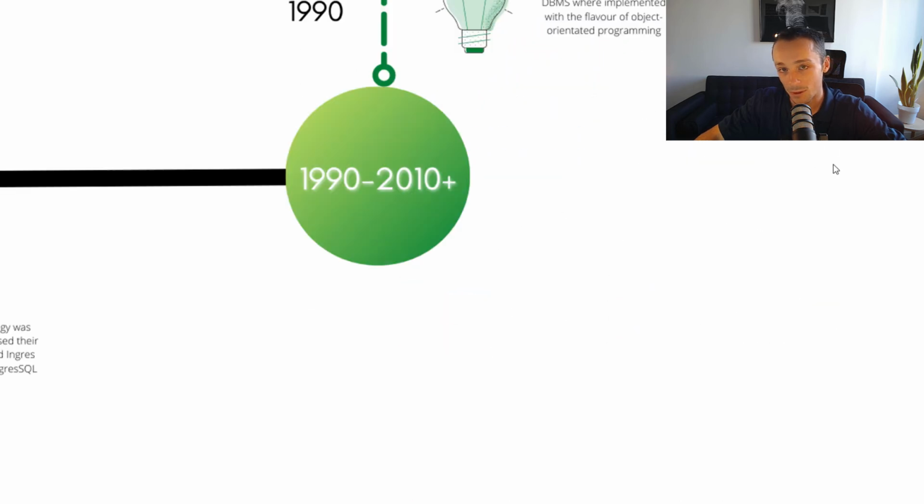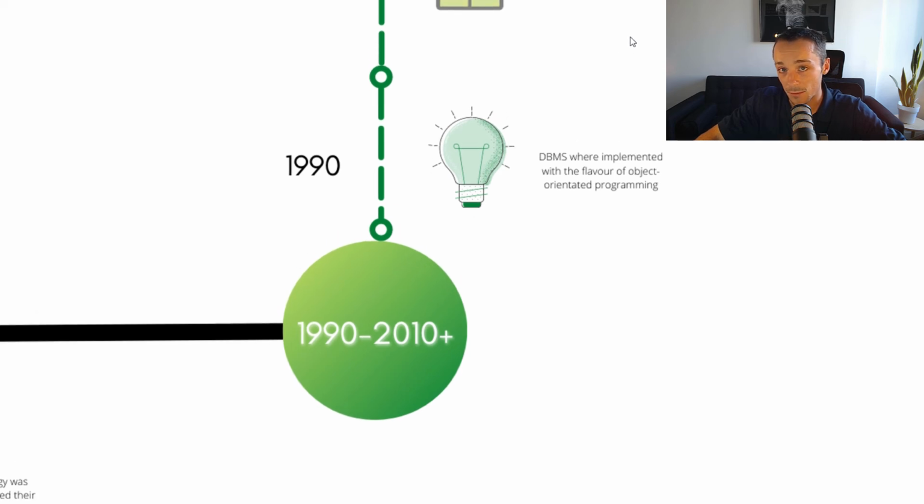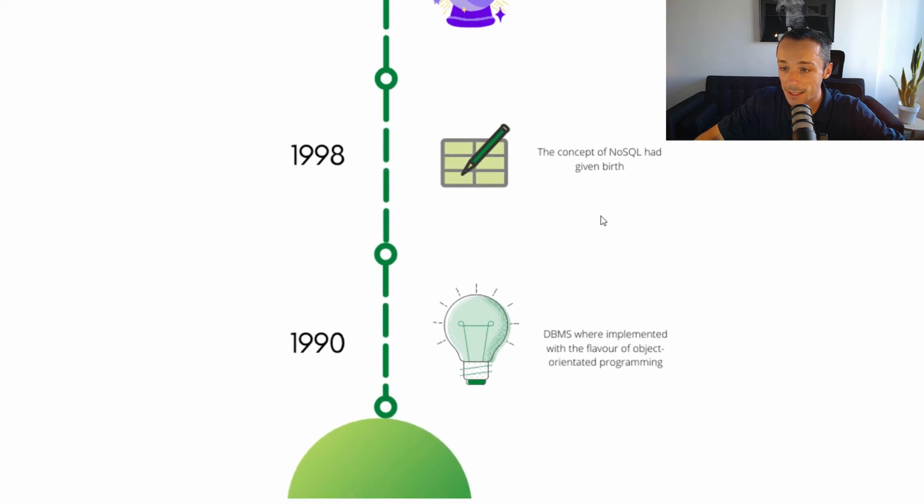So I've blended the 1990s to today. We're in April of 2022. If we look at 1990, DBMSs were implemented with the flavor of object-oriented programming. This was a popular concept, and why wouldn't it be? This was for efficiency. But then I guess this was a really big breakthrough: in 1998, the concept of NoSQL, or "not only SQL," was born.